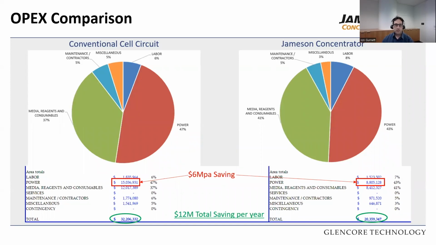When we did the OPEX comparison between the conventional circuit design and the Jameson cell design, we found we're able to save about 6 million per annum just on power. And going through everything else, reduce total OPEX by about 12 million a year. And I've got summaries of both those plants put here, looking at the conventional cell design versus the Jameson concentrator. So there is the ability to save significantly on power in these designs.